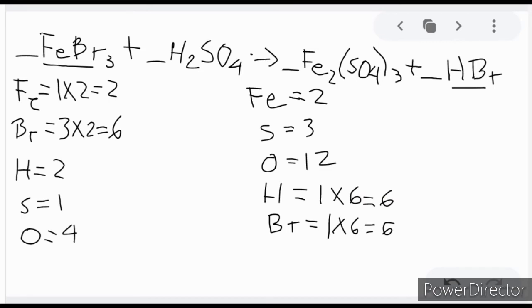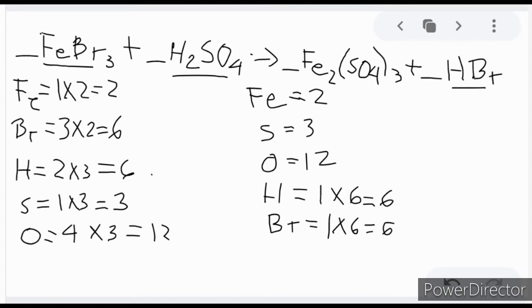But on the left side, we only have 2. So what we need to do is multiply it by 3 in order to get 6 H. Okay, H6. But H2SO4 is in the same group. So we need to multiply also 3 on S and O. So S is 3, and 4 times 3 is also 12. So as you notice, the values are now equal on both the left and right side.